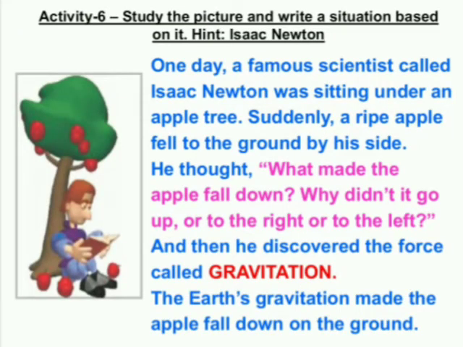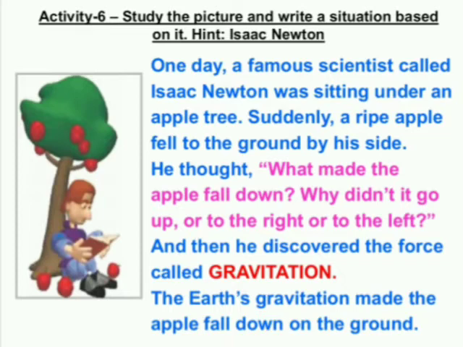Now, this is activity number 6 in your textbook. Here, two pictures are given, and you have to observe these pictures and construct a situation based on them. Let's discuss the first picture. You can use the hints given. Here, the hint given is Isaac Newton. Let's read how we can write a situation.